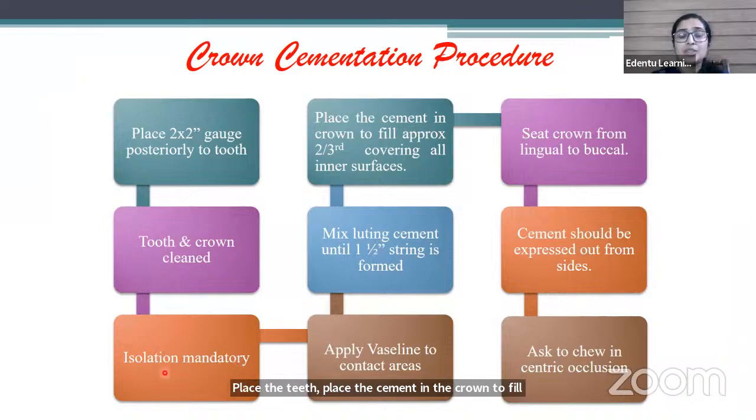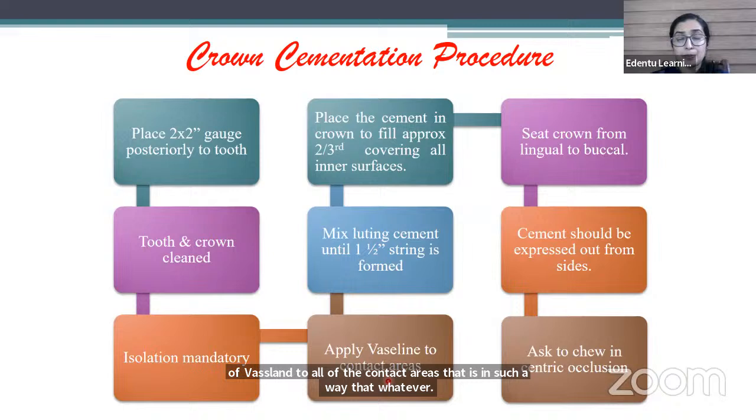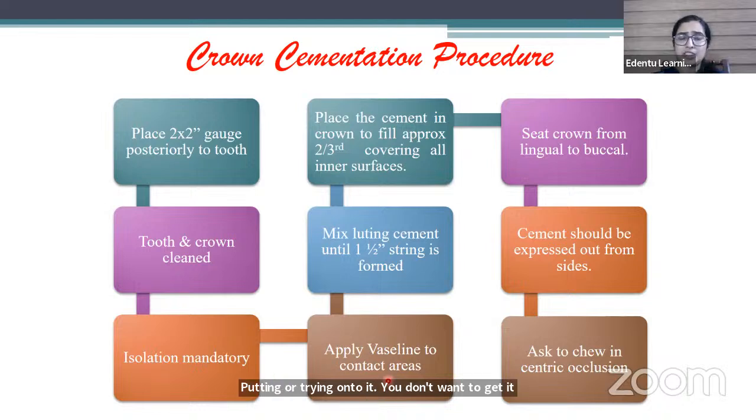After the isolation, you have to apply Vaseline to all of the contact areas, in such a way that whatever the crown earns when you are trying it on, you don't want it to get stuck, or any such problems related to the same. Once you apply the Vaseline to the contact areas, mix the luting cement until a string has formed.